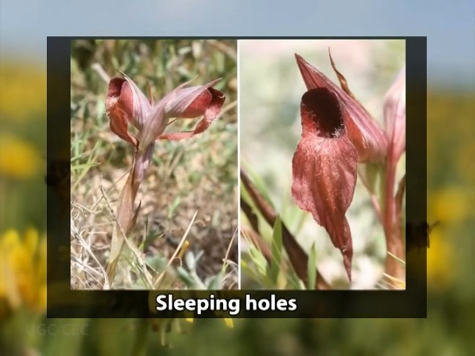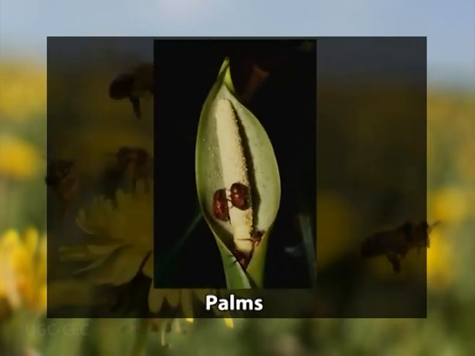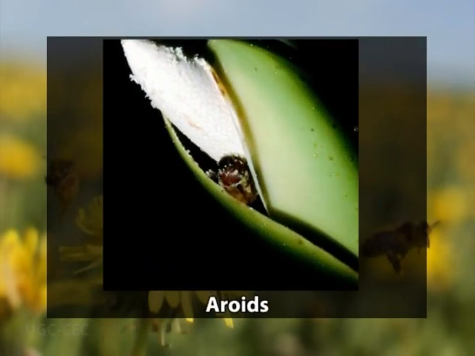Sleeping sites. The flowers of Stapelia are unique in the plant kingdom. These flowers present sleeping holes to bees as a reward for pollination. The inflorescences of beetle pollinated palms and arums are also known to provide shelter as reward to their pollinating visitors.